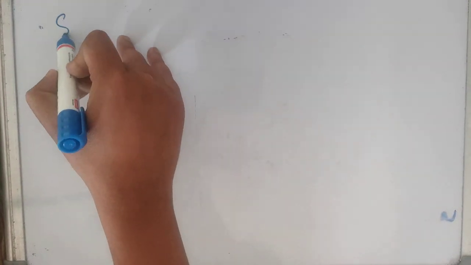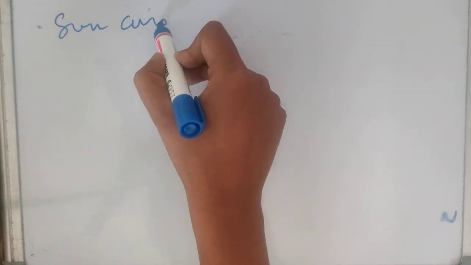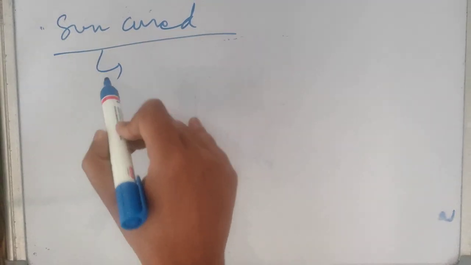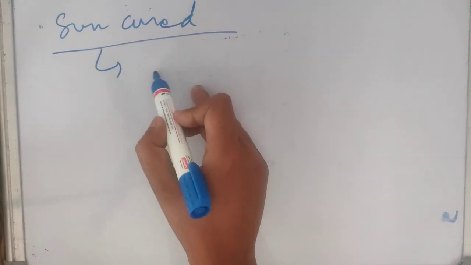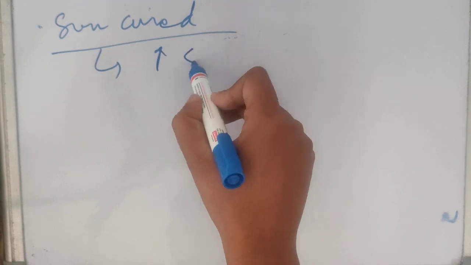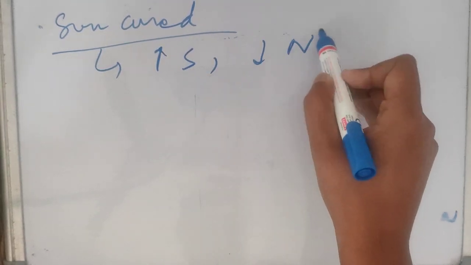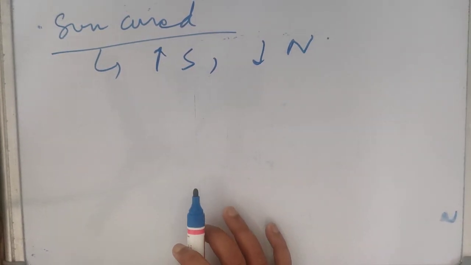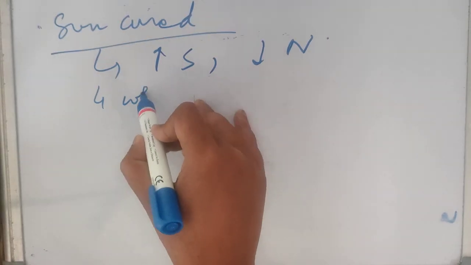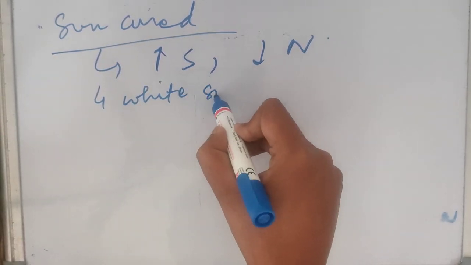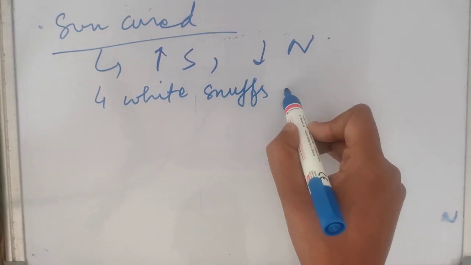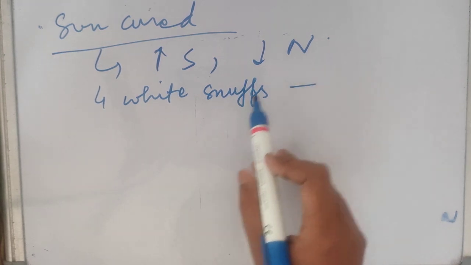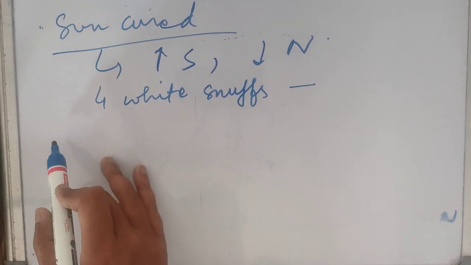Now fourth, we have sun cured. Here the tobacco is cured in the open sun, dried under the sun. It is high in sugar and low in nicotine. In India it is used to produce white snuffs, which are fine, dry and unusually potent.